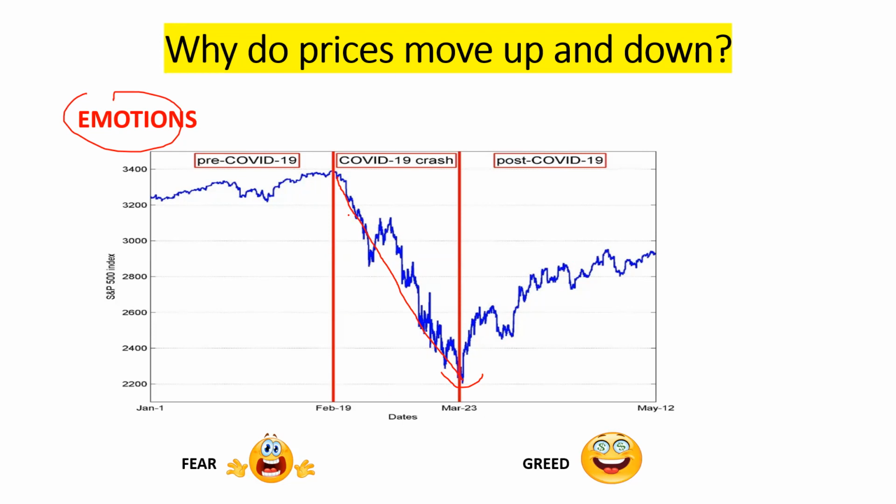perpetuated by the media. But after a while, when people learned more about the virus, they realized that actually it is not the end of the world, and they started buying up companies on the cheap, and the stock market recovered back up again, as you can see from this trend. The important lesson here is, as investors, we must not succumb to emotions. We must base our decisions on facts and figures, not emotions.